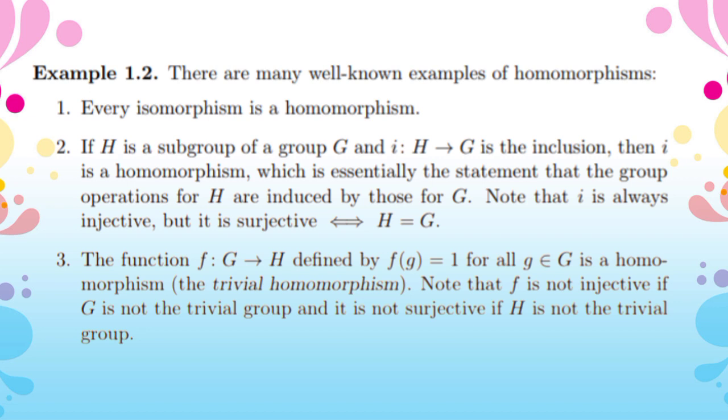Third, the function f: J to H defined by f(j) = 1 for all j in the group is a homomorphism, the trivial homomorphism. Note that f is not injective if J is not the trivial group, and it is not surjective if H is not the trivial group.